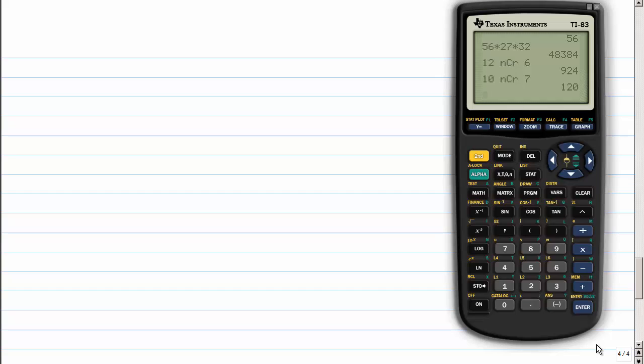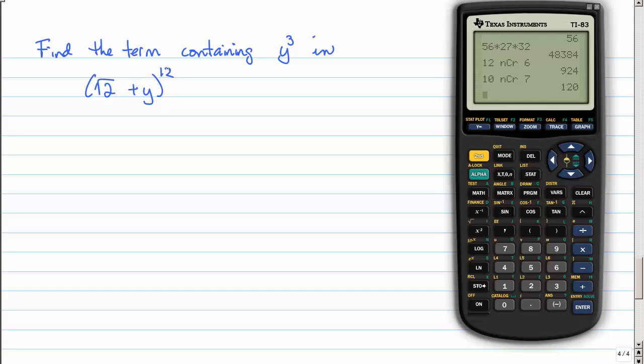Now, let's turn it around, and I ask you these kinds of questions. I'm not asking you what term. I want to say, after you've got it all done, I want the term that has y cubed in it. Well, so I start writing down my parentheses. I know it's to the 12th power, so 12 goes here. And I know the square root of 2, and I know y goes there, because that's my a, that's my b.